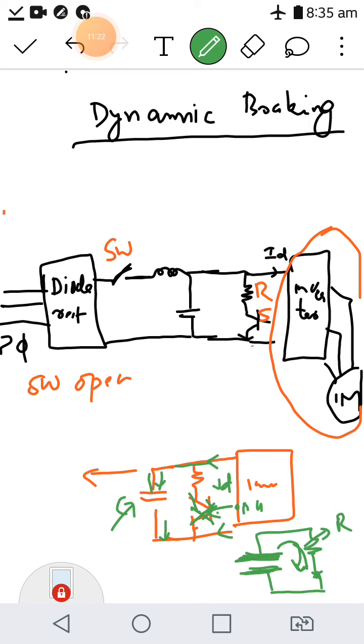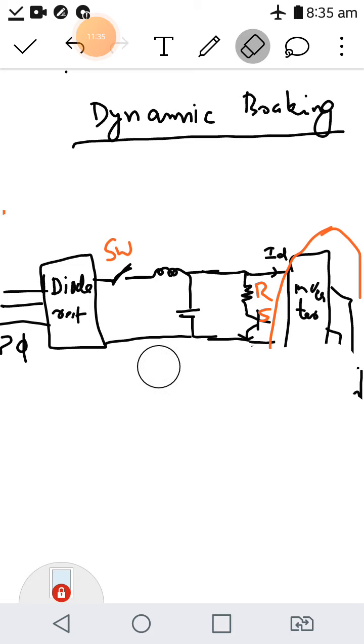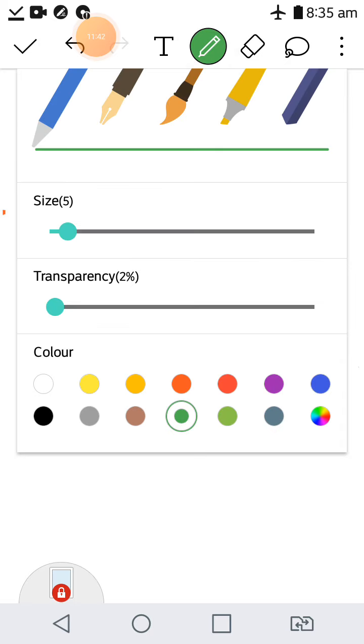The developed energy is not used for any useful application. It's simply dissipated in a resistor for the braking of the machine. That's the meaning of dynamic braking. Now what is regenerative braking? We are not going to dissipate this in a resistor, we will supply this energy back to source. That's the meaning of regenerative braking. Now let's see the regenerative braking in this machine.